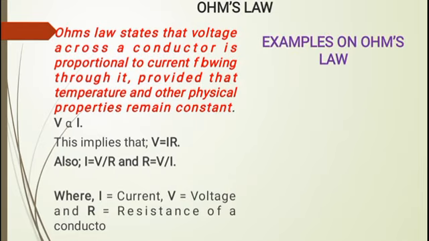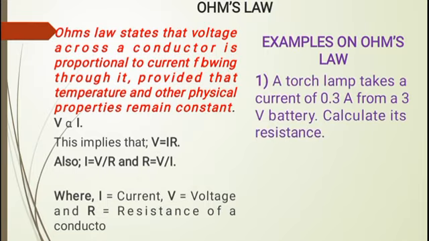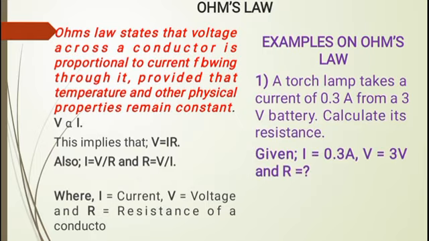Now let's see how we can quickly use this simple equation to solve some problems. Let's quickly consider this first example. We have a torch lamp which takes a current of 0.3 ampere from a 3-volt battery. We have to calculate its resistance. Let's first write out the given parameters. We have current of 0.3 ampere, taken from the source voltage of 3 volts. We are looking for R, which is the resistance of the torch.